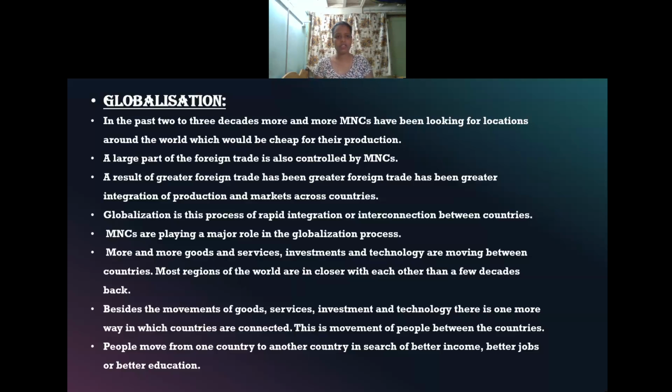So in today's class, we are going to learn about the concept of globalization. What is this globalization then? Why are the MNCs being set up in different kinds of locations? What is the necessity? What are the factors for which they are establishing in our country? In this chapter, you are going to learn that answer. In the past 2 to 3 decades, more and more multinational companies are looking for certain locations around the world where they will get cheap production.